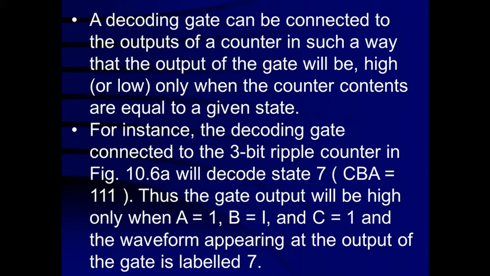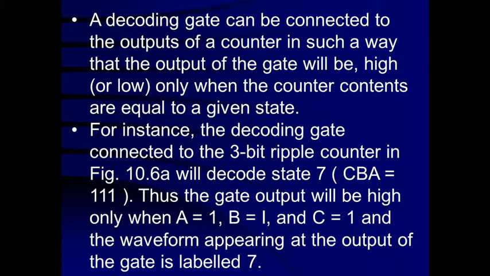Now, what is the modulus of the counter? The number of discrete states through which the counter can progress, and after which it will repeat that sequence, is called the modulus of the counter. In a modulus counter, there are different states. If you want to decode a particular state every time the cycle repeats, then you are going to utilize decoding gates.